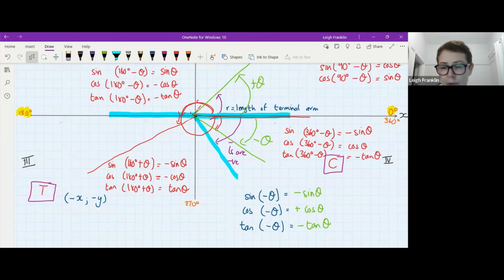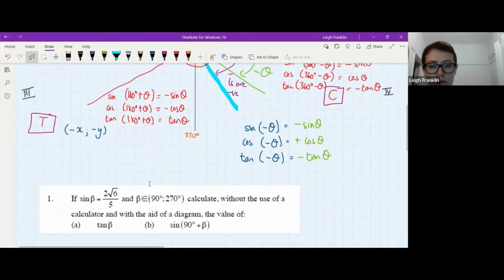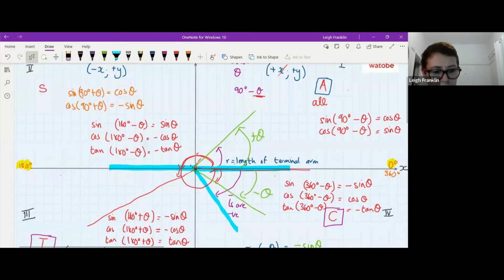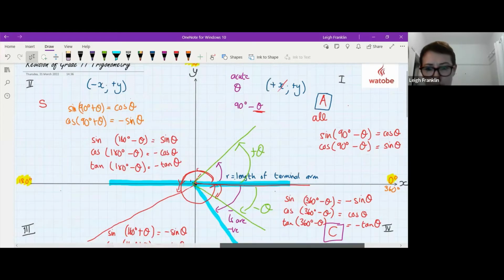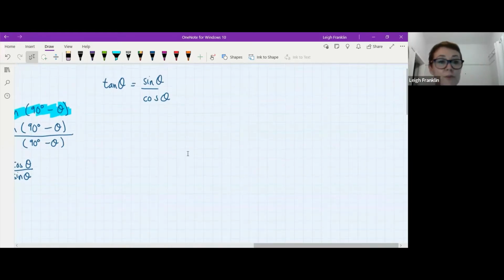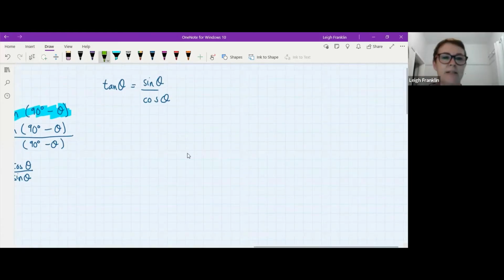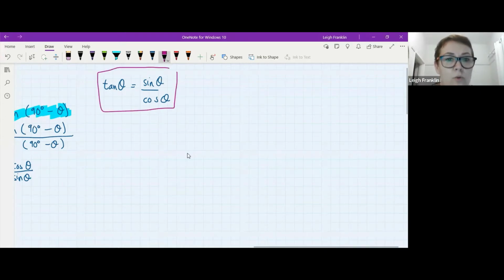Okay, everybody happy with that? Are we all good? Sorry, it's a lot of information tonight, but all of this is so important for where we get started. The last couple of things that I wanted to revise with you before we jump in and have a look at a couple of questions: we've spoken about the tan identity. This is still very important for you in matric. You will be using it a lot.